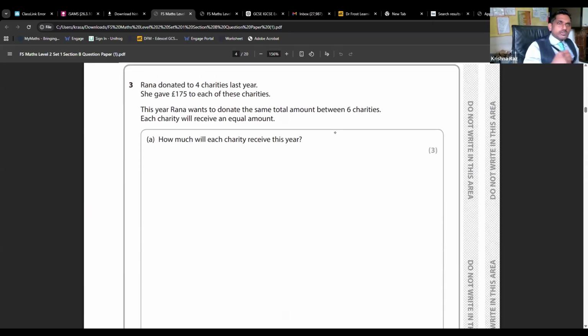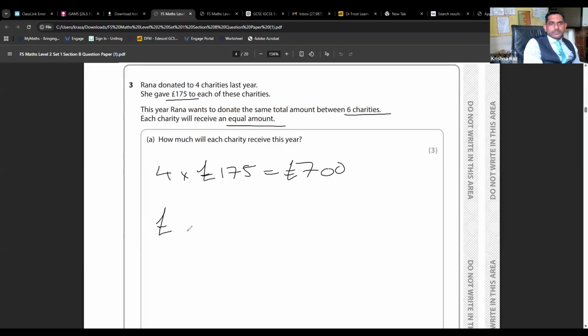Next one. Rana donated to 4 charities last year. She gave 175 to each one. This year she wants to donate the same amount between 6 charities. How much will they receive each? So 4 times 175 is 700. 700 divided by 6 is £116 and 0.6 recurring.